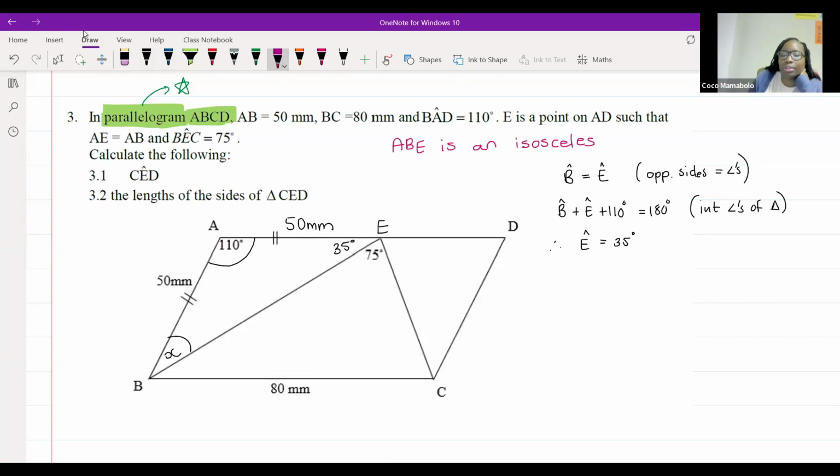Can I find angle CED? That I can do, yes? What is angle CED then equal to? Angle CED, therefore, is equal to what?